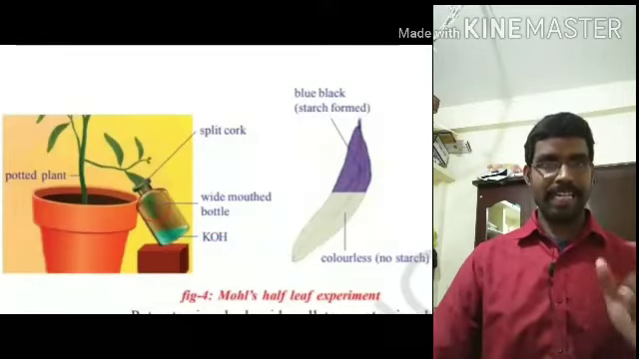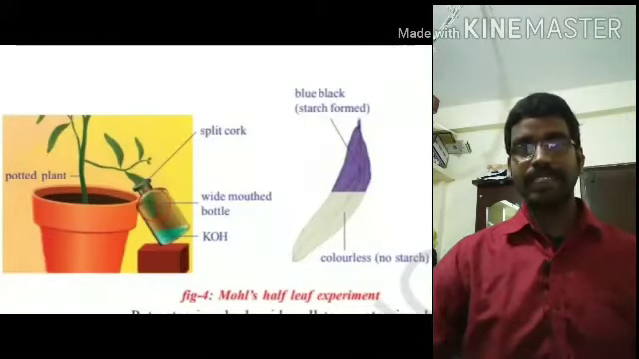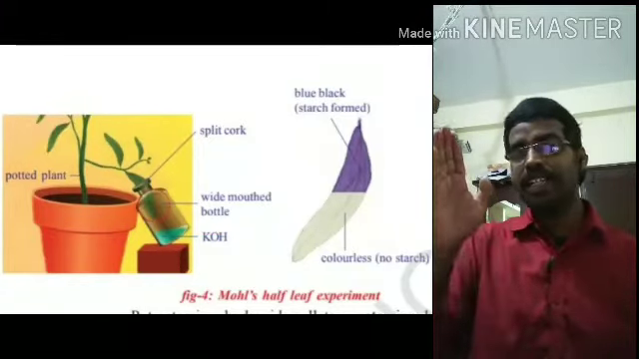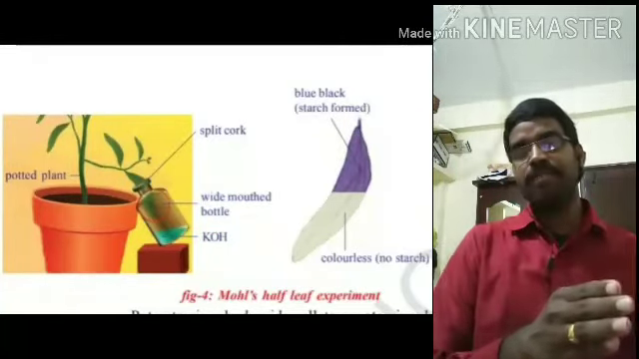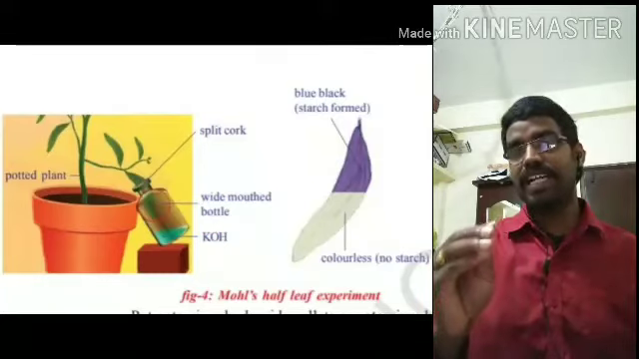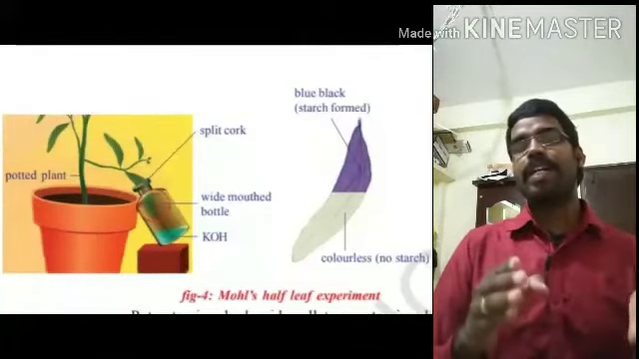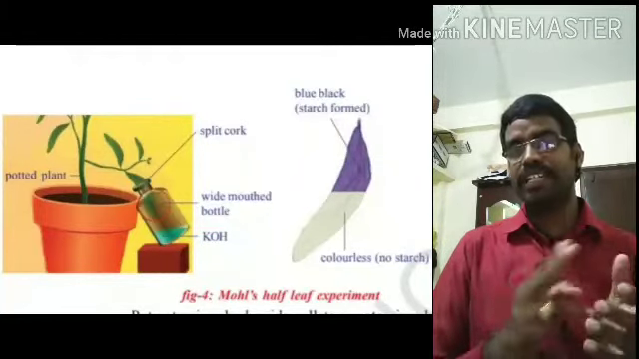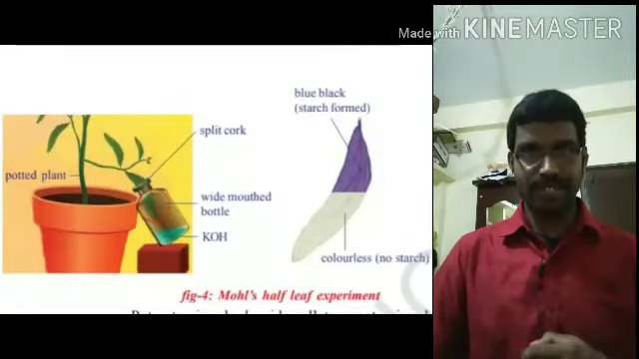Once again, I want to repeat this activity. First of all, take one wide mouth bottle and, using the split cork, arrange half of a leaf inside the bottle and half of the leaf outside the bottle, and fix the cork very tightly into the bottle. Then keep all these apparatus in the sunlight. After a few hours, take out the leaf and test for starch using iodine solution.